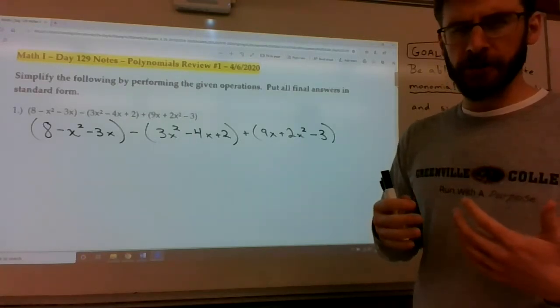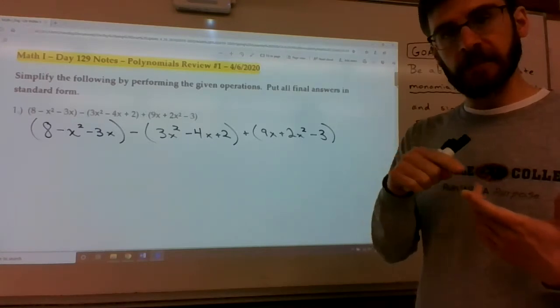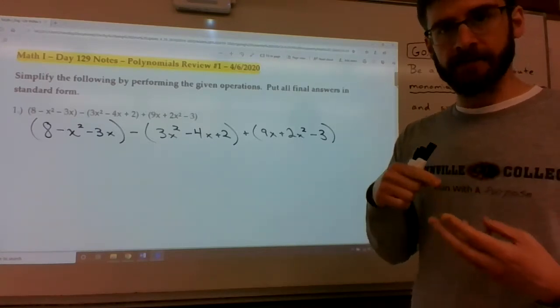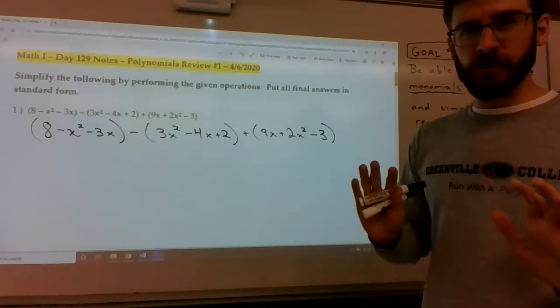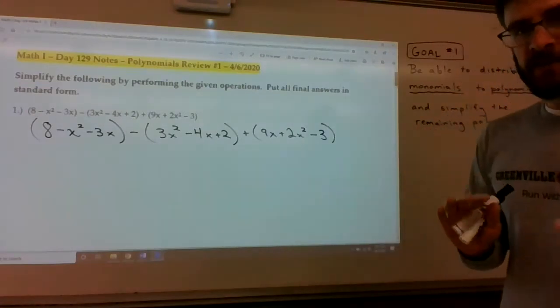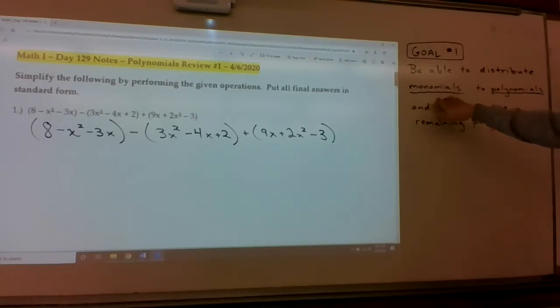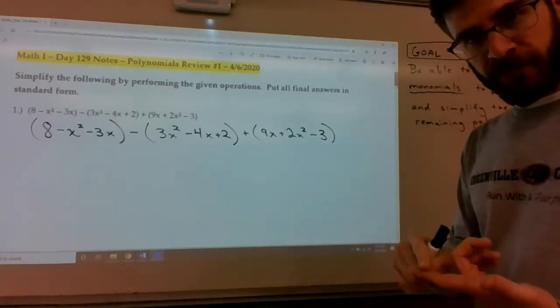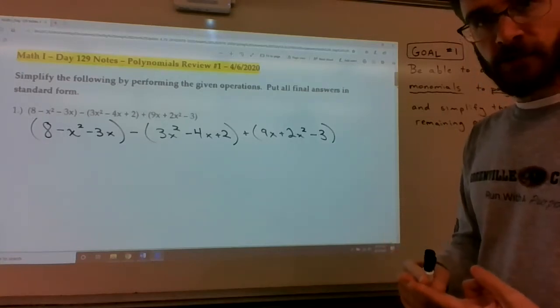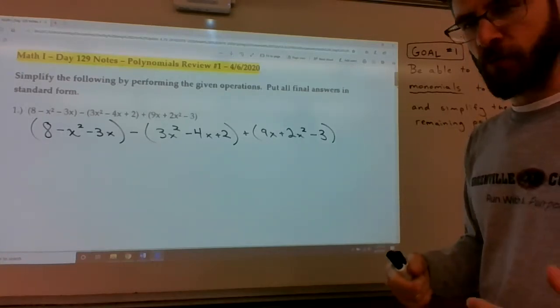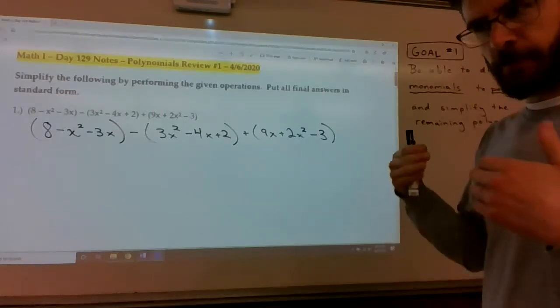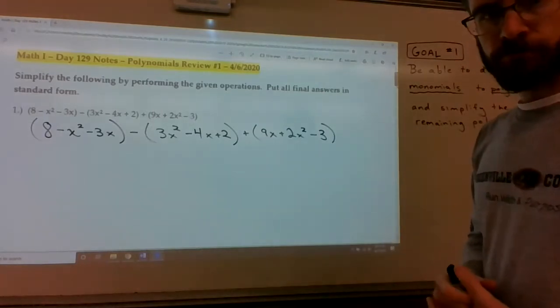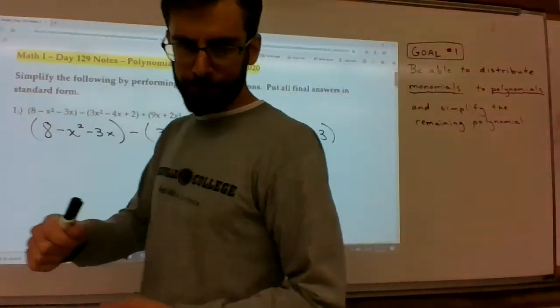What I have for you today is basically a review of a little bit of the chapter that we did right before we went on break. It was the chapter over polynomials, which is about how to classify them, and how to add, subtract, and multiply them. I'm giving you a review on the basics of distributing monomials, that's a one-term polynomial, to a group of polynomials, and then simplifying the remaining one. That basically means how do you get rid of parentheses properly, and then how do you combine like terms after that. And we'll try to put them in standard form just to keep things as organized as we can. So without further ado, example 1.